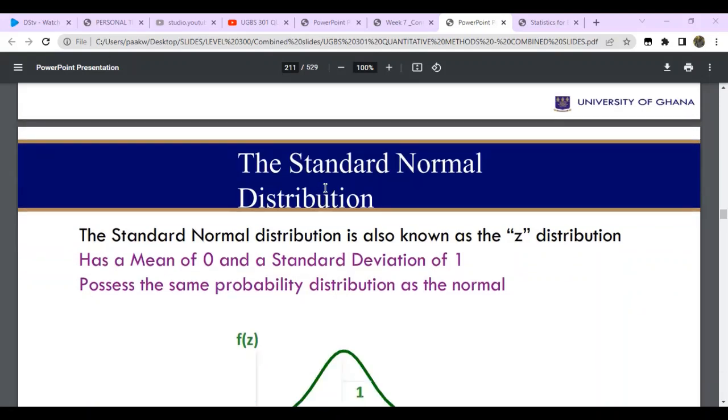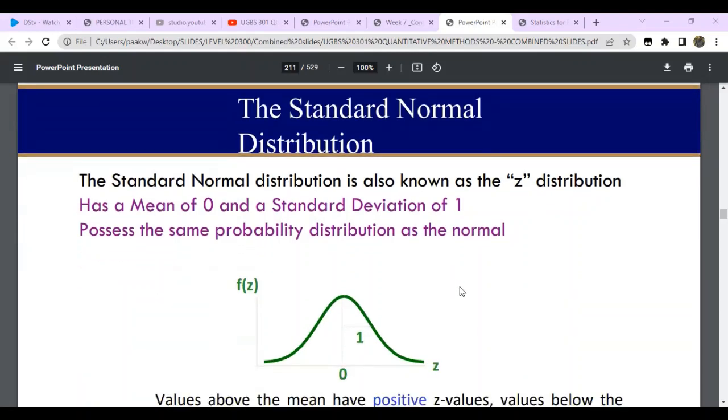So we are moving on to the standard normal distribution. We are saying the standard normal distribution is also known as the Z distribution. So as I said, the Z values. It has a mean of what? 0. All the standard normal distributions have a mean of 0 and SD of 1. And they possess the same probability distribution as the normal. You get it? So let me draw something on the whiteboard.